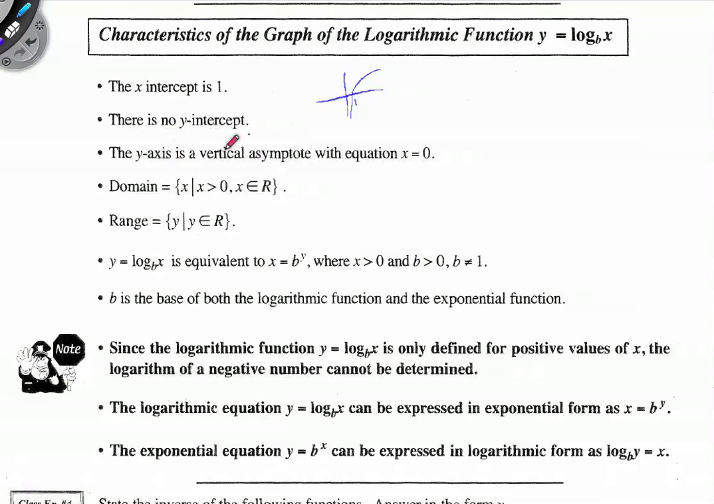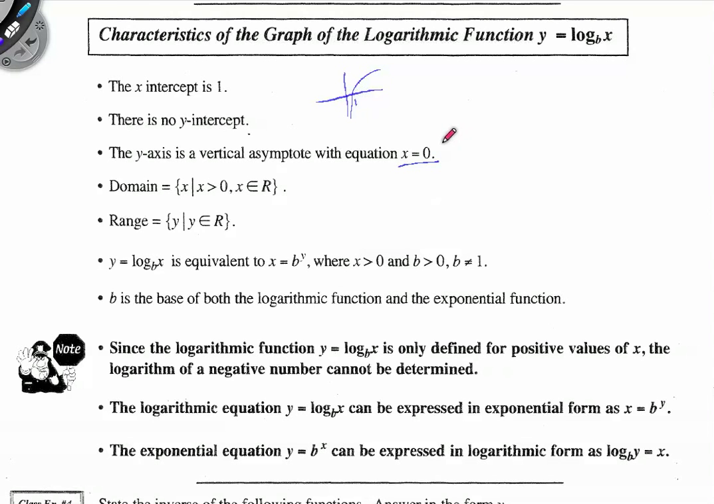The y-axis is a vertical asymptote. So here's your vertical asymptote. This line is tending to follow the y-axis as it drops down. So the y-axis is a vertical asymptote. The equation of the y-axis is x equals 0.